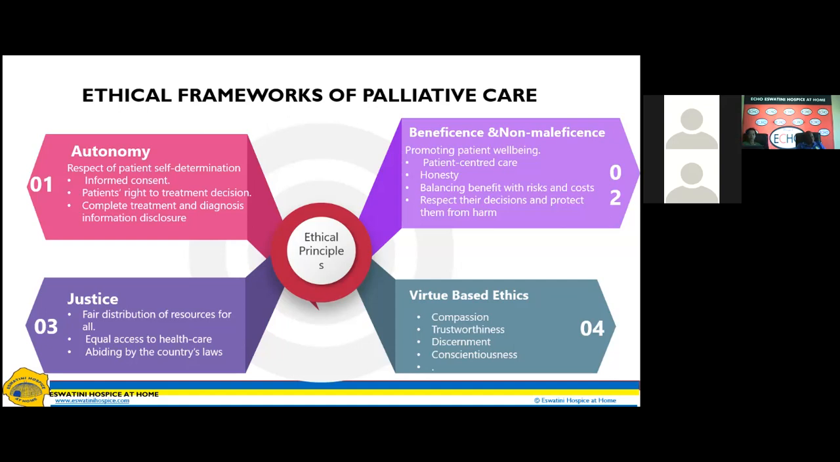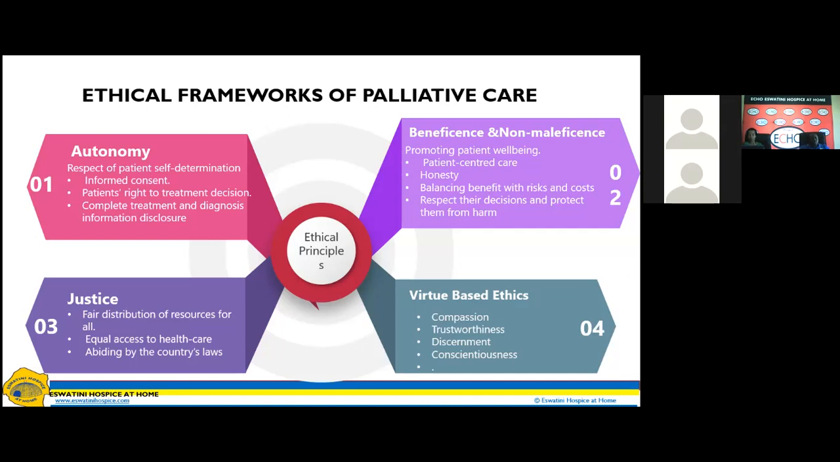Let's look at point number three, justice as an ethical framework in palliative care. There should be fair distribution of resources for all. There should be equal access to health care. We shouldn't discriminate, and we shouldn't give one person more than another. That is sharing the care, because it's one goal we are looking at: to benefit the patient and to have an improved quality of life.